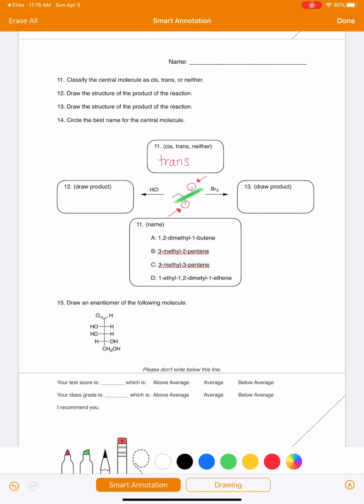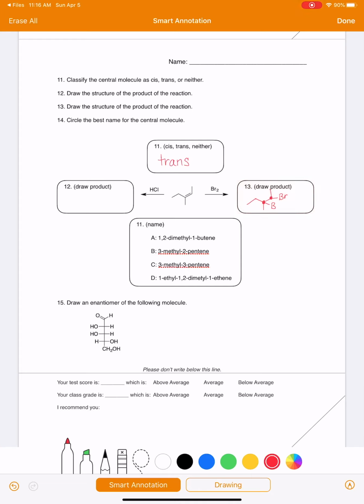So that makes this a trans molecule. Now we need to draw the product of reaction with bromine. And I'm going to do that one first, even though it's number 13. So when we're drawing the product of the reaction with bromine, Br2, we're going to draw the molecule exactly the same way. I'm not changing anything about the carbons, but we've switched the double bond to a single bond. And then we are going to attach 1 bromine to each carbon of the double bond. So there's our product for reaction problem 13.